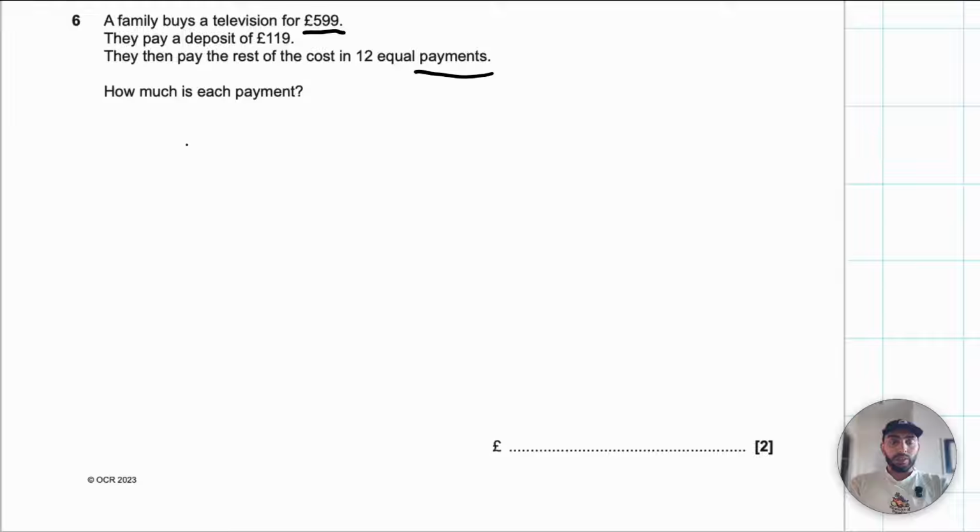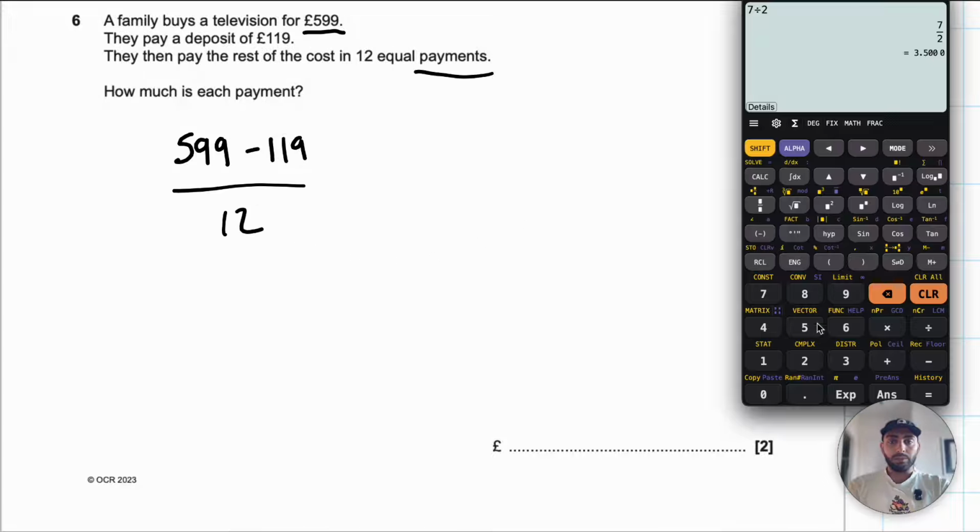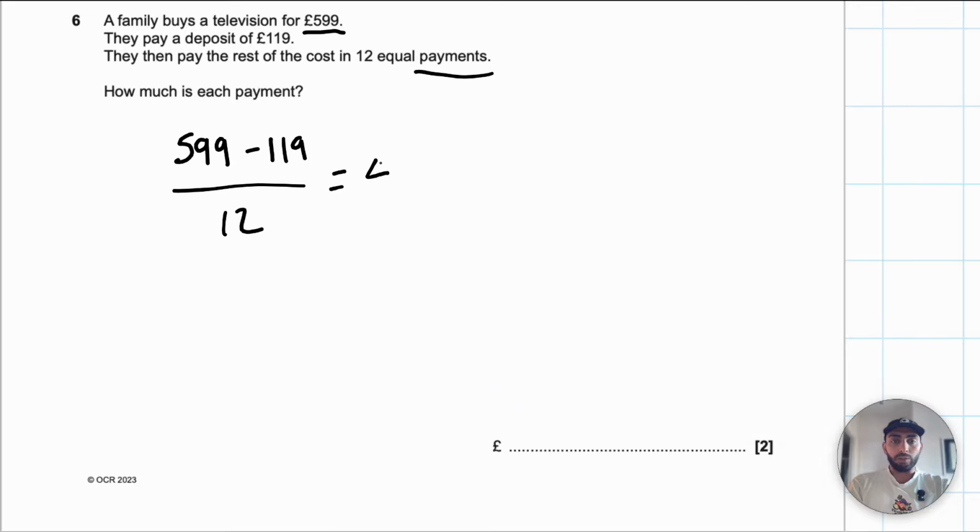So to start off with, the price of the TV cost £599. We're going to take away the cost of the deposit, so that was 119, and then we need to divide that number by 12 because we're splitting it up into 12 equal payments. So it's 599 take away 119, and that answer is being divided by 12. That gives us an answer of 40. So each monthly payment will be £40.